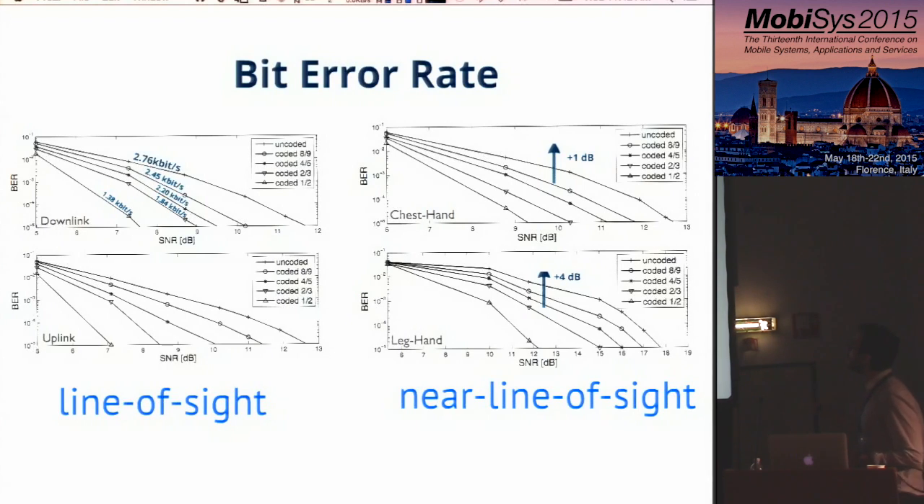For near line of sight, we have very similar results. The trend of the curve is pretty much the same. We need 1 dB more in the chest-hand scenario to obtain the same bit error rate as the line of sight. And then we need 4 dB more of SNR in the leg-hand scenario for obtaining the same bit error rate as the line of sight.